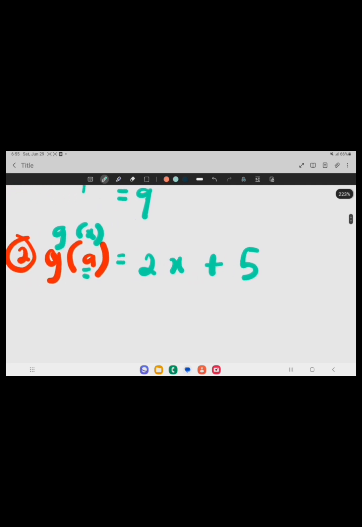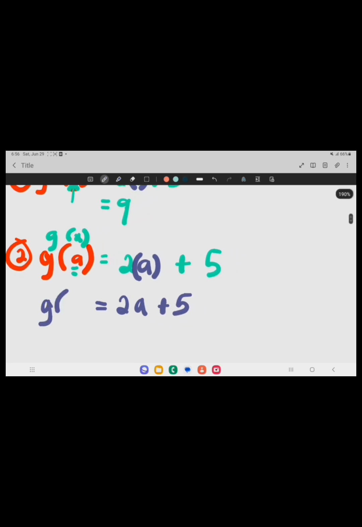But is this correct? No. Why? Because it's incomplete. The question requires us to find ga, not gx anymore. This is your gx. So if you want to find the ga, what the question did is they just replace the x with a, right? So you also replace this x with a. Okay, so let me just erase this and replace this with a. So that's it. Your final answer would be 2a plus 5. Okay, so this is the equation of ga.